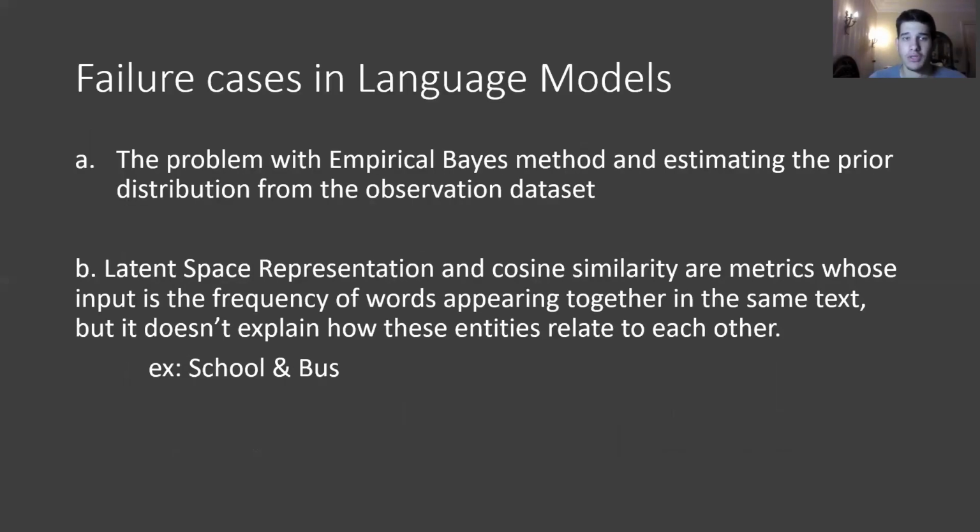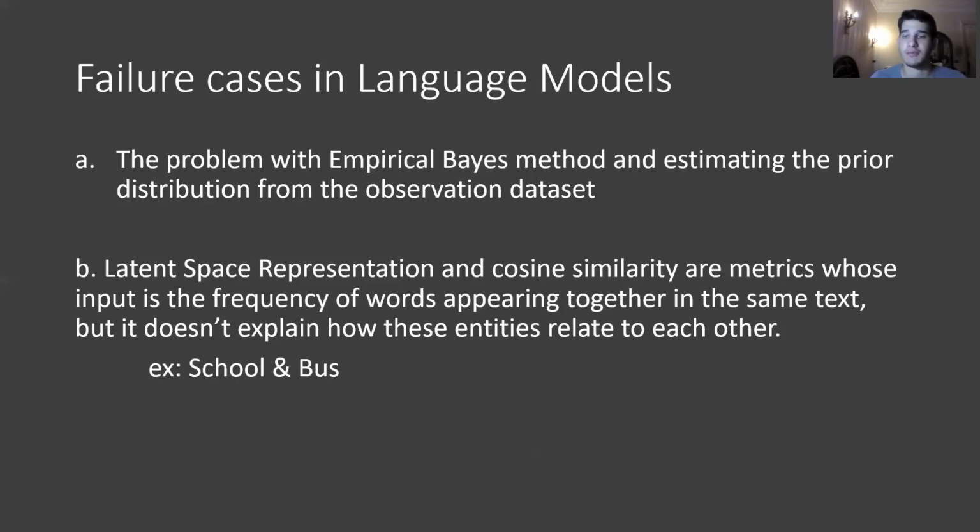In language models, the problem is that they use empirical Bayes, and empirical Bayes estimates the prior distribution from the observation data set. This, of course, does not make sense in language models, because, at least linguistically, priors means that you should have your prior knowledge prior to observing the environment or looking at the observation data set.